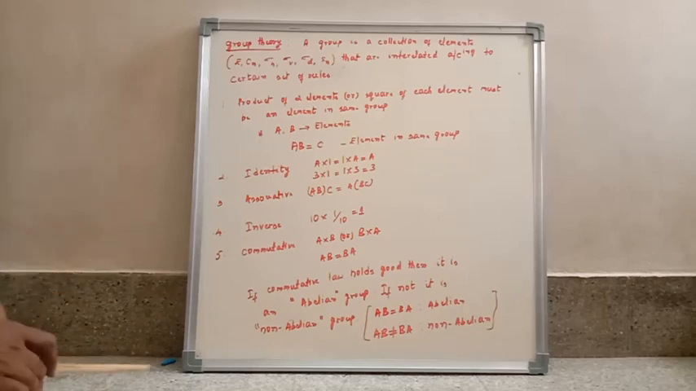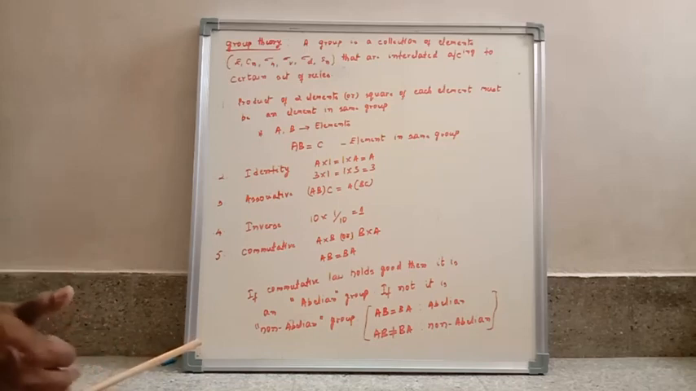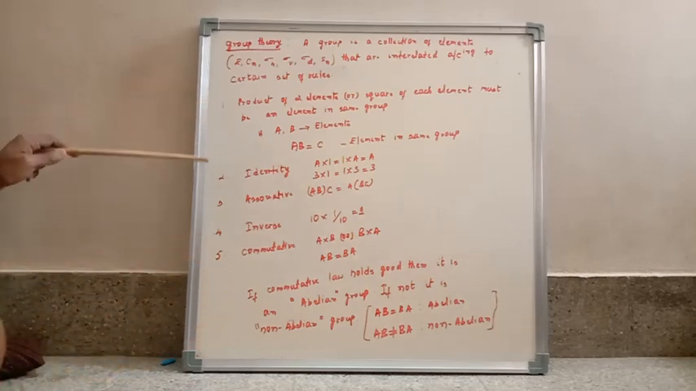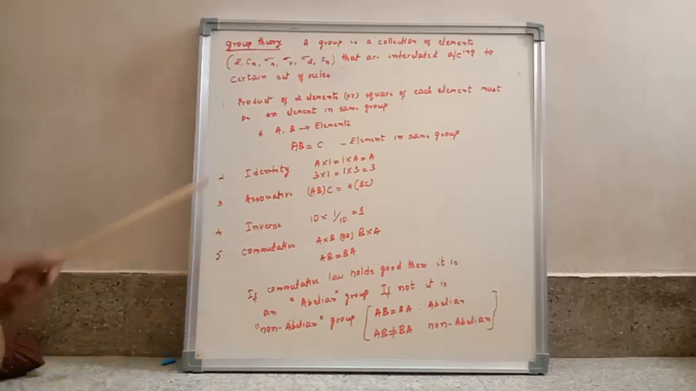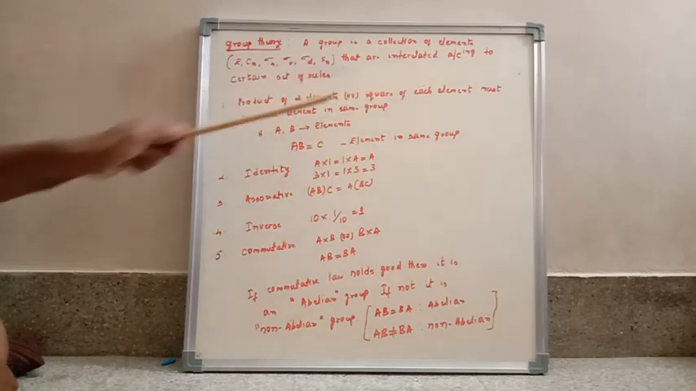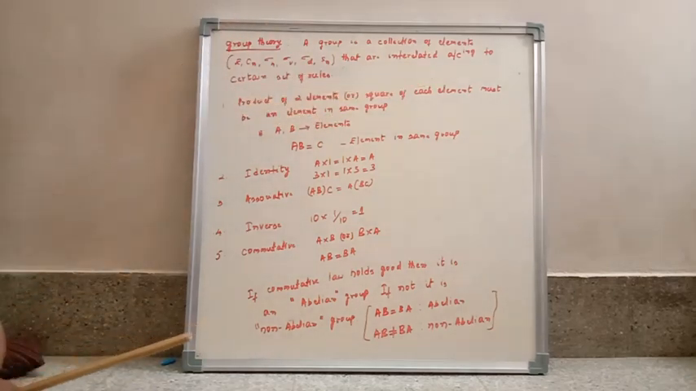These are the elements of symmetry of a group that are interrelated as per a set of rules. There are five different rules. The first rule says that the product of two elements, or the square of each element, must be an element in the same group.